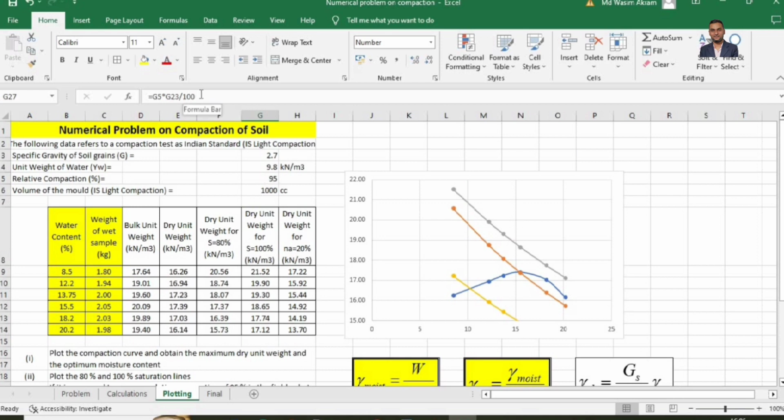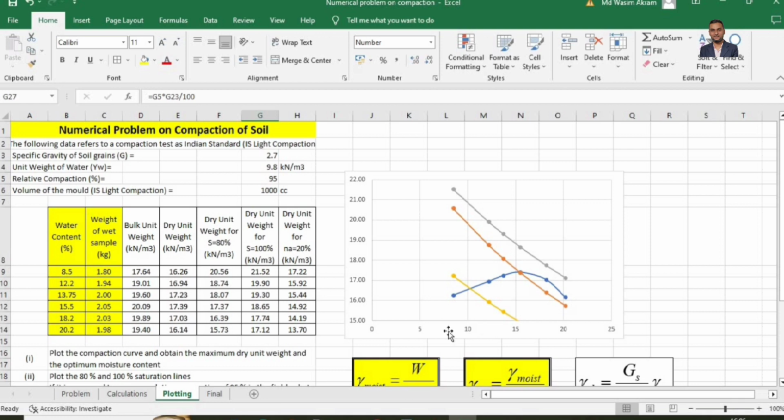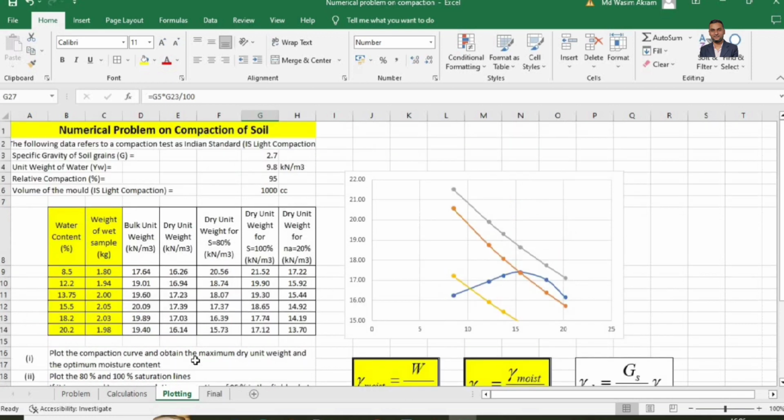So to secure a relative compaction of 95% in the field, the range of water content corresponding to 16.58 field density will be approximately 10% to 17%. So in the field we can arrange or mix the water as 10% to 17% to acquire the relative compaction of 95%. So this is the third question. I hope it is clear.